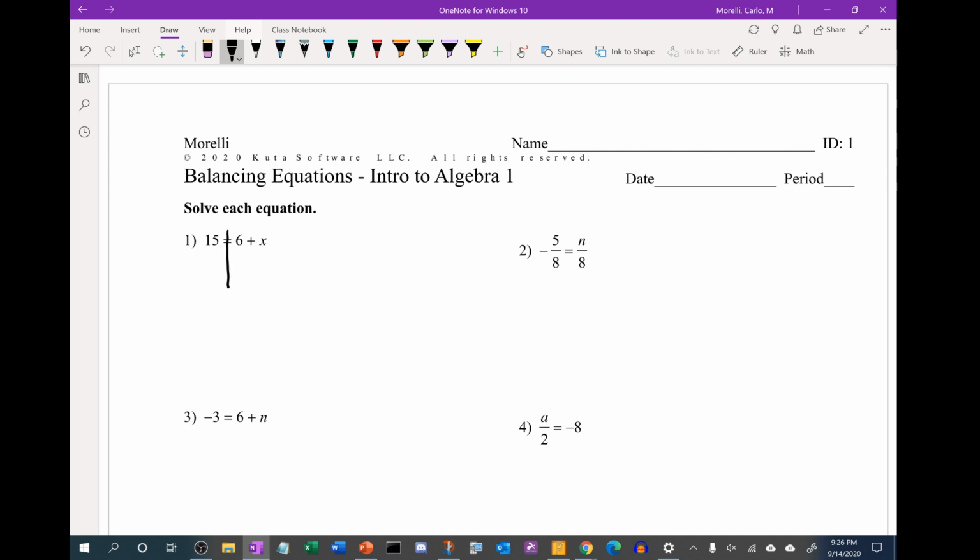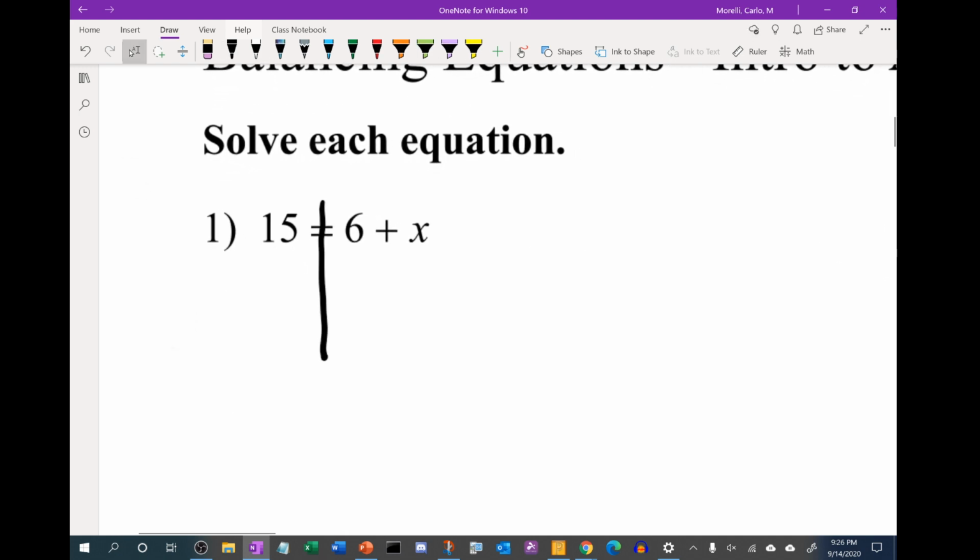Okay, so first draw your vertical line. Let's get in here on number 1. I want to get x by itself. That's my first step in this process, and I have here positive 6, so I need to do the inverse operation to get rid of that 6, which should be minus 6. In order to keep the equation in balance, because if I take 6 away from the right side, I better go over here and take away 6 from the left side as well.